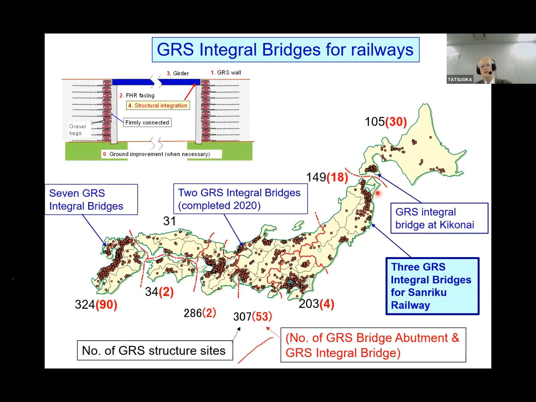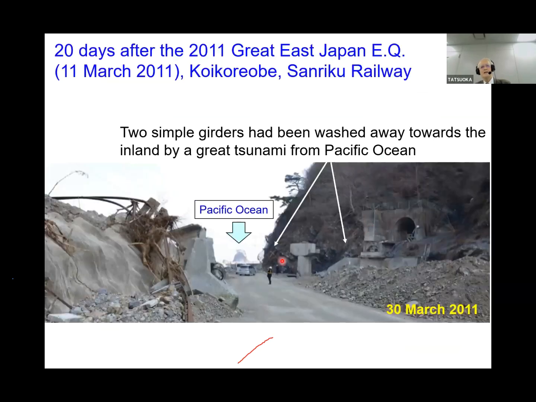So we constructed a number of GR integral bridges. I show here the 3 GR integral bridges constructed here. This is a collapse of a conventional simple girder bridge. 2 simple girders had been washed away towards inland by the great tsunami from the Pacific Ocean.